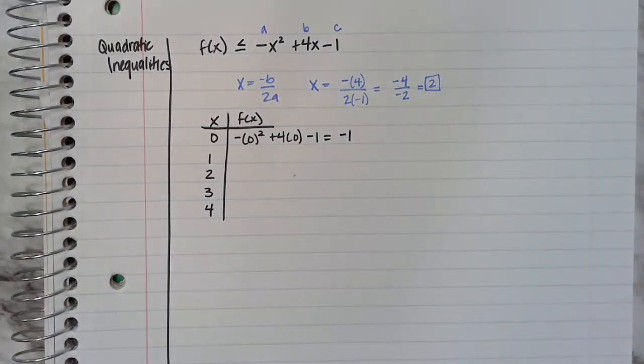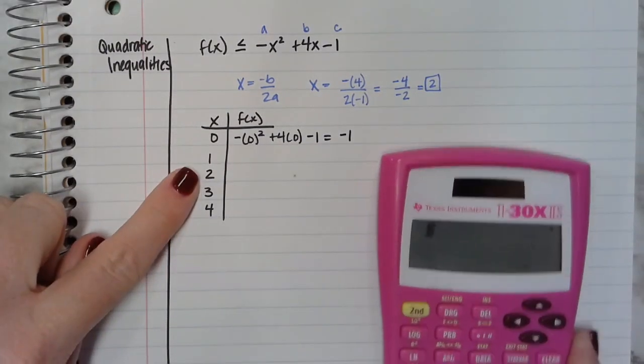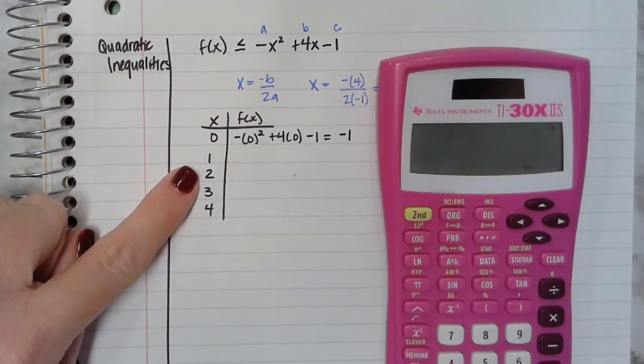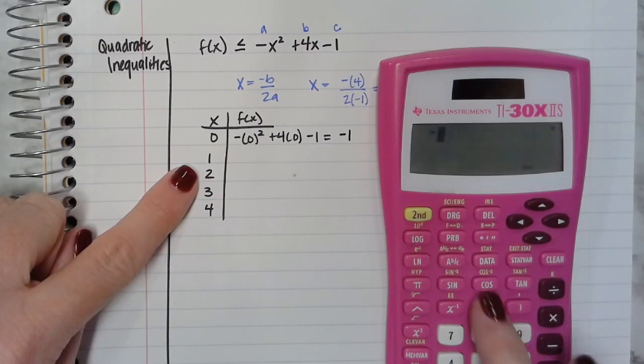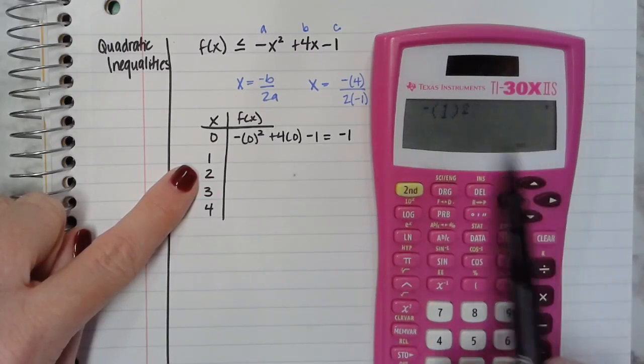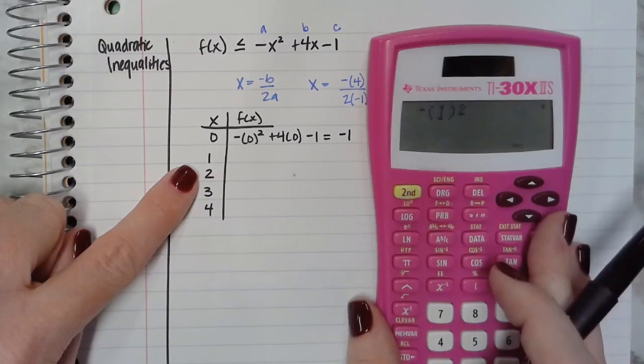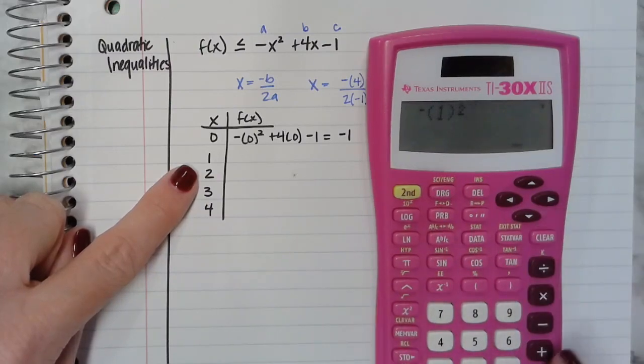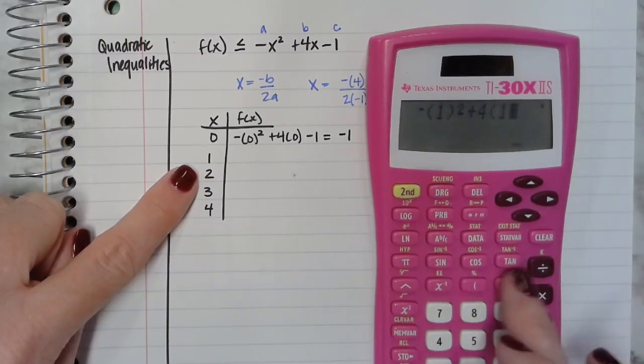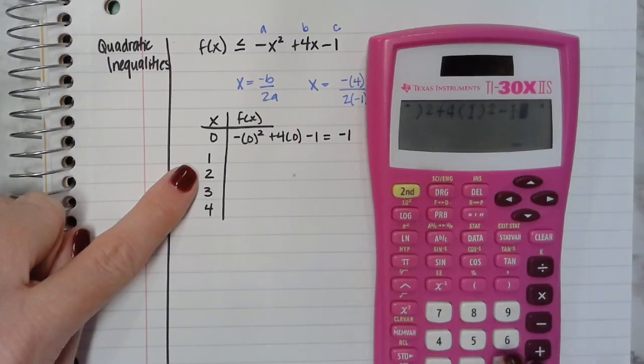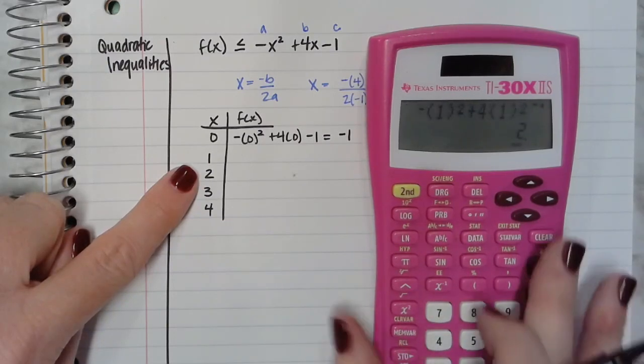Okay, then we're going to plug in the rest of our values here. So I'm going to use my calculator for that. We got negative 1 squared. Don't forget those parentheses. And notice here I put the negative outside the parentheses. Negative x squared plus 4 times 1 squared minus 1. We get 2.